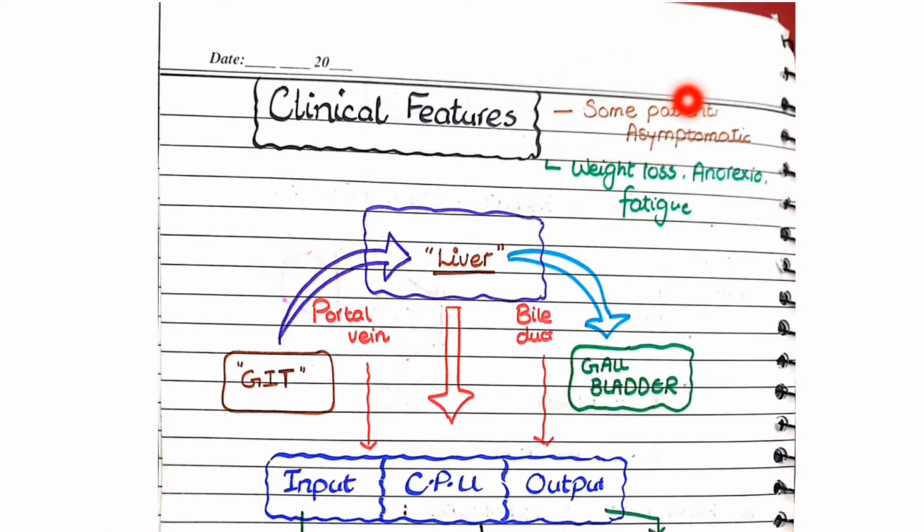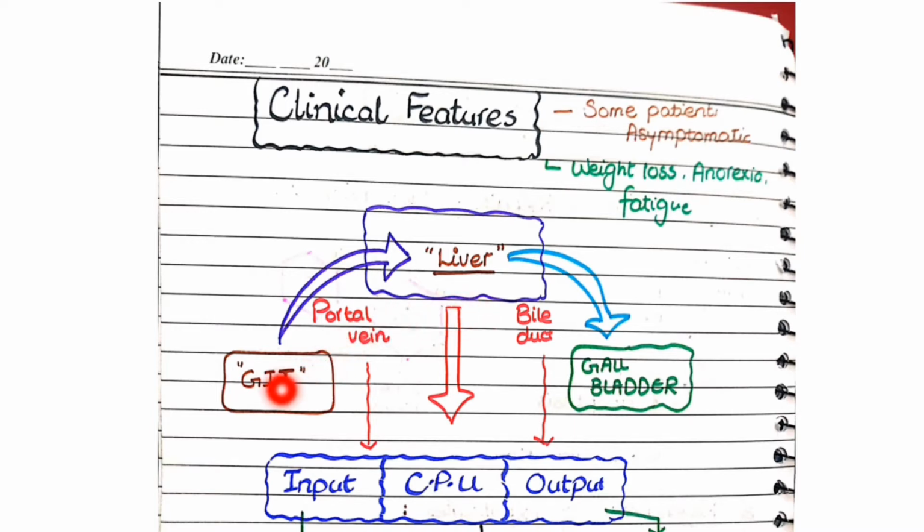Firstly, some patients of cirrhosis might be asymptomatic. Secondly, some patients might present with non-specific symptoms of weight loss, anorexia and fatigue. You know that cirrhosis is caused by chronic liver disease, and all chronic diseases can cause this weight loss, anorexia and fatigue. So the patients can present with non-specific symptoms. Now for other main features of cirrhosis, you have to consider this diagram.